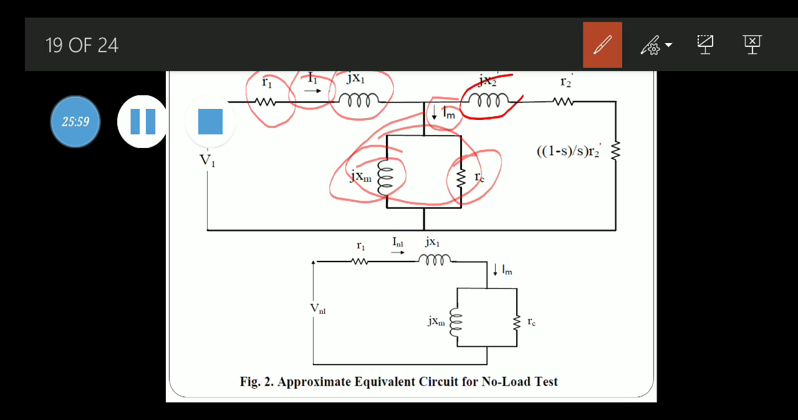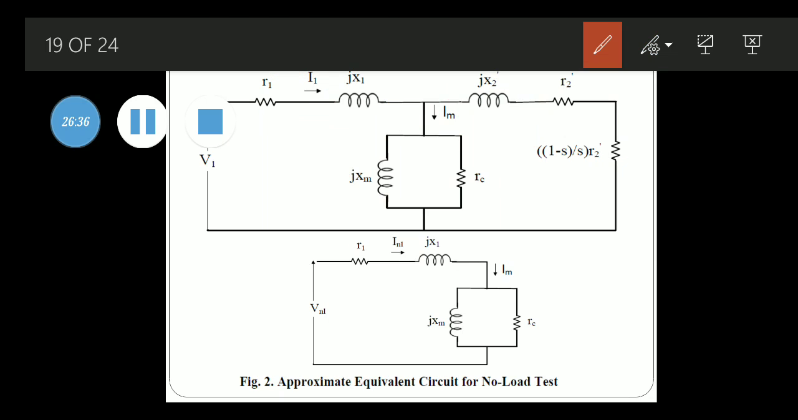Now here X2 represents the rotor winding reactance, and R2 represents the rotor winding resistance. This is the equivalent value of the mechanical load, which can be converted into an electrical load. Its magnitude is (1 minus s) divided by s times R2. All these components are on the rotor side, which can be referred to the stator side. So all the dashed terminals are to be considered here.